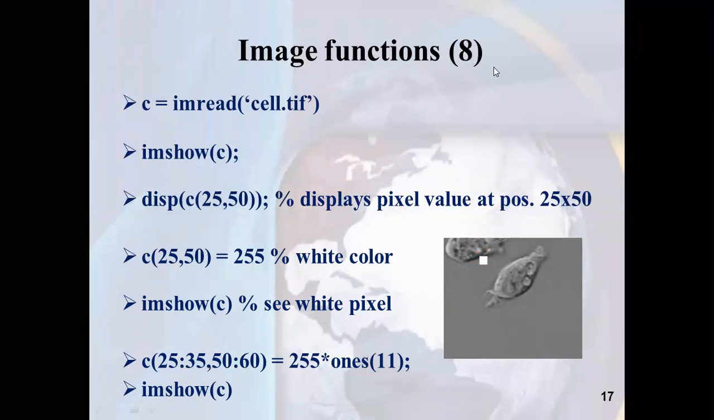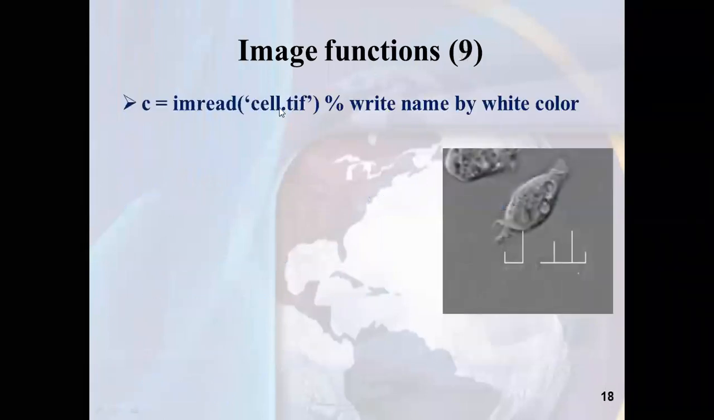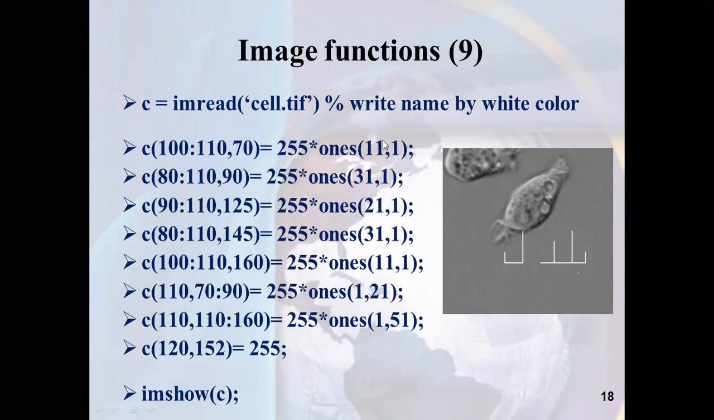Now, this is imread cell. And what I did here, I wrote my name by using these examples. I take this column as white, this row as white, this column as white, this point as white, column white, row white, and I write my name in the image.